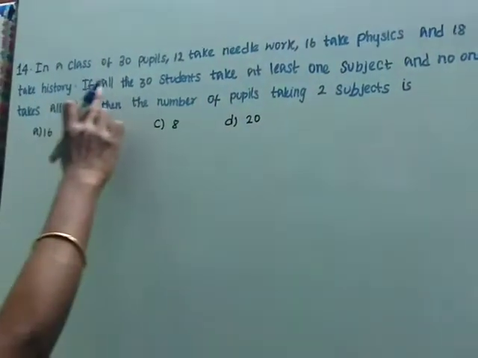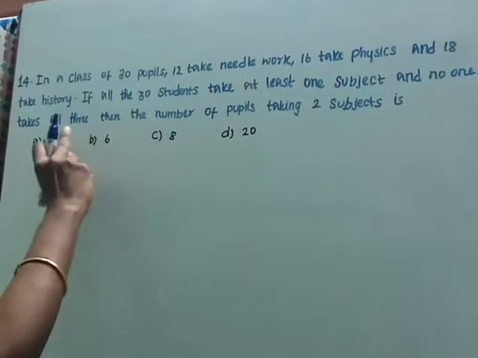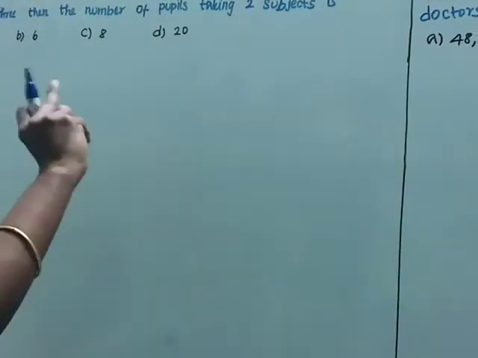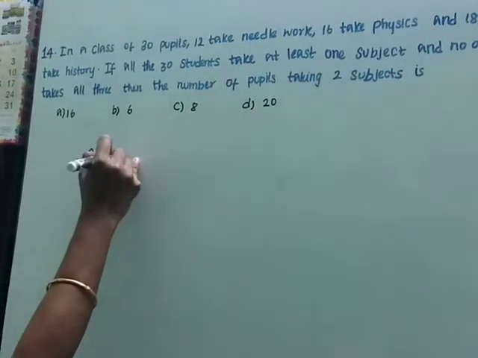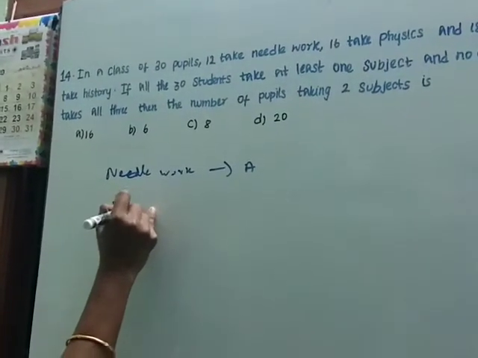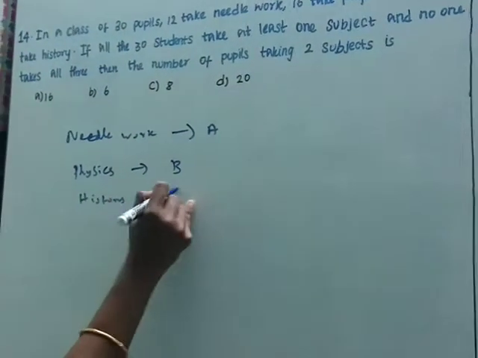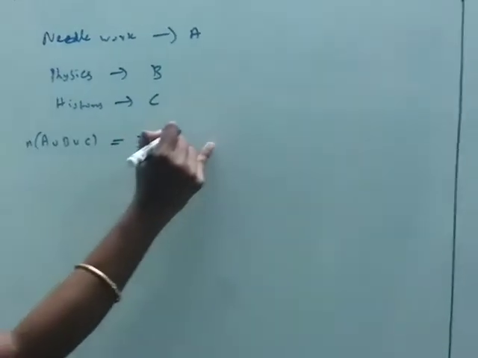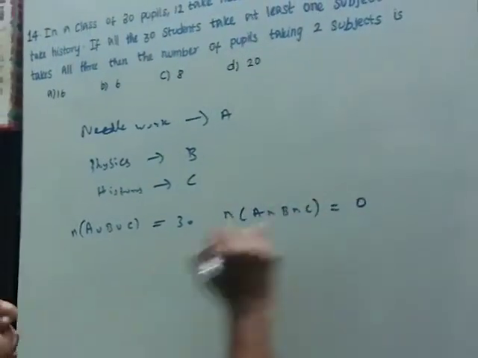In a class of 30 people, 12 take needlework, 16 take physics and 18 take history. If all the 30 students take at least one subject and no one takes all the 3, find the number of people taking 2 subjects. So here needlework, okay ma? Needlework we assume as set A, physics we assume as set B, and history we assume as set C. So here n of A union B union C is equal to 30, they are given. n of A intersection B intersection C, no one takes all the 3 subjects, so 0 they are given.